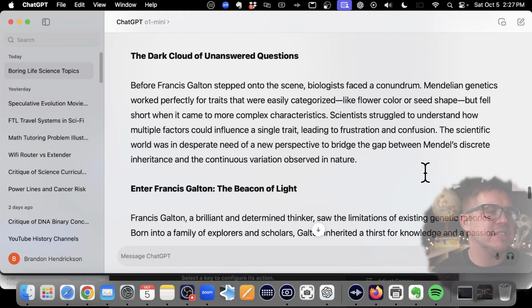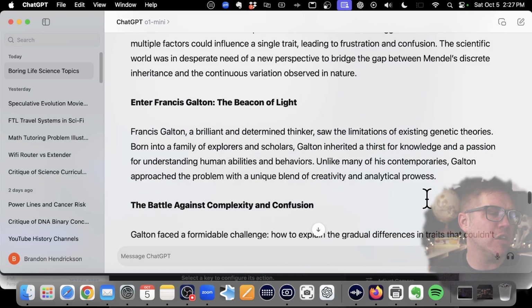The dark cloud of unanswered questions. Before Francis Galton stepped into the scene, biologists faced a conundrum. Mendelian genetics worked perfectly for traits that were easily categorized, like flower color or seed shape, but fell short when it came to more complex characteristics. Scientists struggled to understand how multiple factors could influence a single trait, leading to frustration and confusion. The scientific world was in desperate need of a new perspective to bridge the gap between Mendel's discrete inheritance and the continuous variation observed in nature.